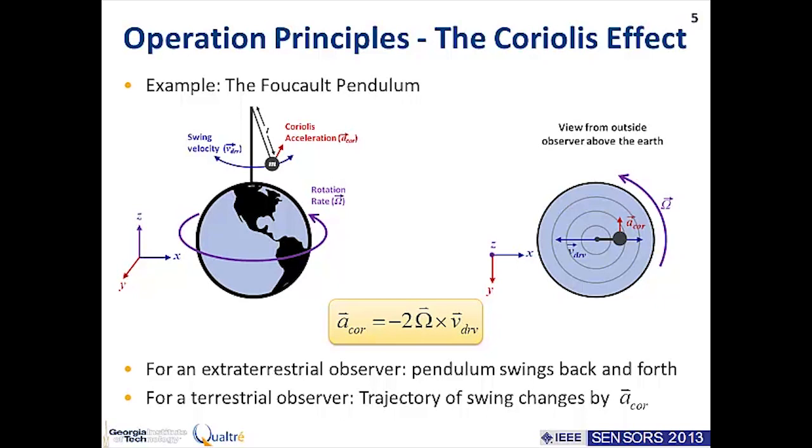So one thing this observer notices is that the acceleration at which this pendulum changes its trajectory is proportional to the velocity of that pendulum, and it's also proportional to how fast the day has passed, and basically that's how fast the Earth is rotating. So if he's able to measure that acceleration that he's perceiving, and he knows what the velocity of the pendulum is, he can back calculate what the rotation of the Earth is.